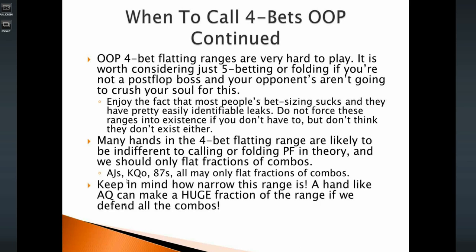Keep in mind how narrow this range is. A hand like ace-queen can make a huge fraction of the range if we defend all the combos. So king-queen off might not even be the best example there because you might not think it's a 3-bet against a button open. But ace-queen you probably do, and you also might agree it doesn't make a whole lot of sense as a 5-bet. So if you're flatting all your ace-queen or if you're folding them all, it's just going to be exploitable. So you can conclude in theory you have to split that range between folding and calling, and maybe even between folding, calling, and jamming. And that's just how stuff gets very tricky and detailed and not all that immediately practical.